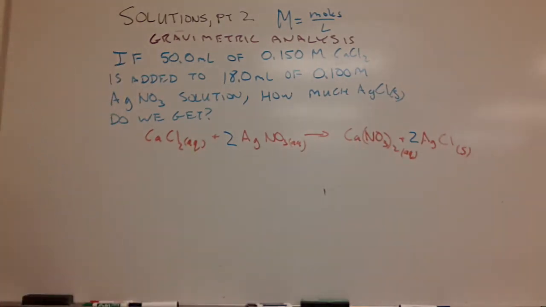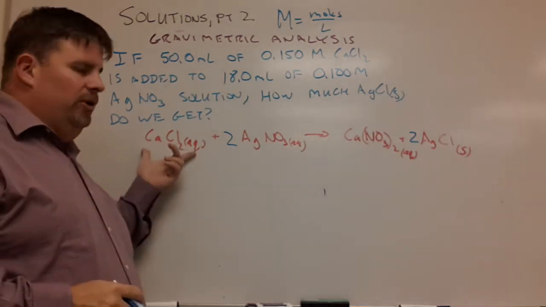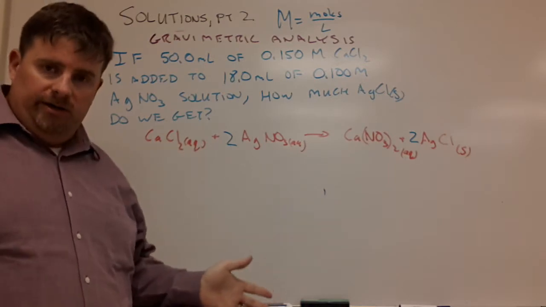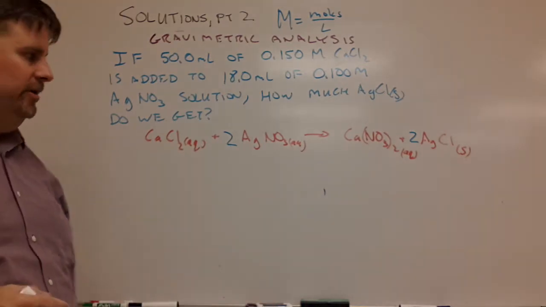Okay? The ratio here is that one calcium chloride is going to react with 2 silver nitrates to give me 2 silver chloride. Okay? It's an important stoichiometric consequence.